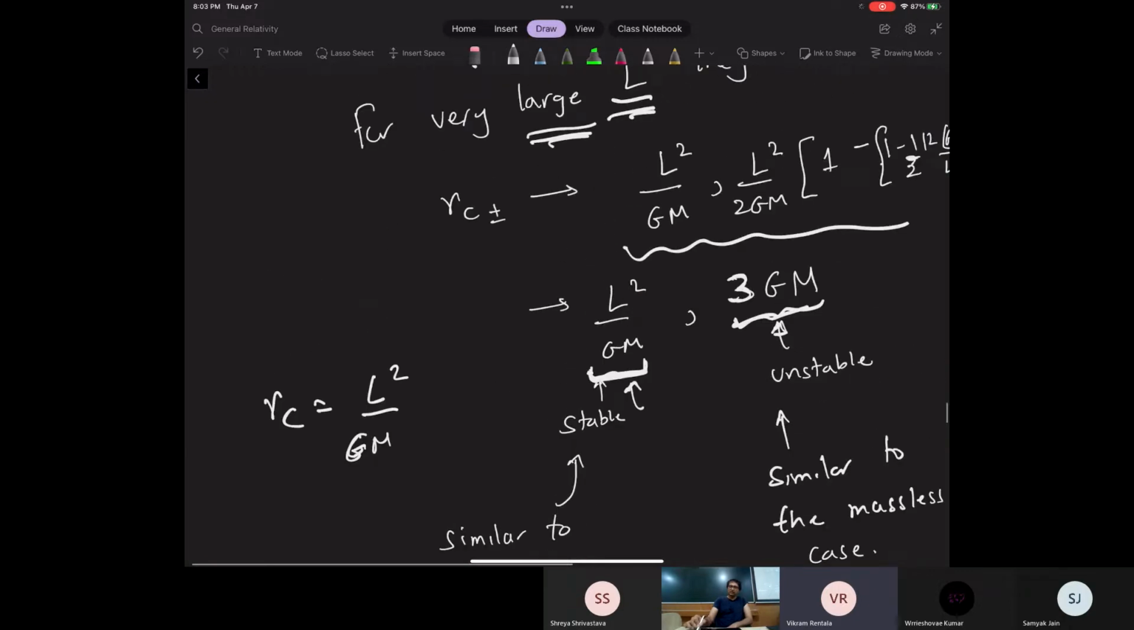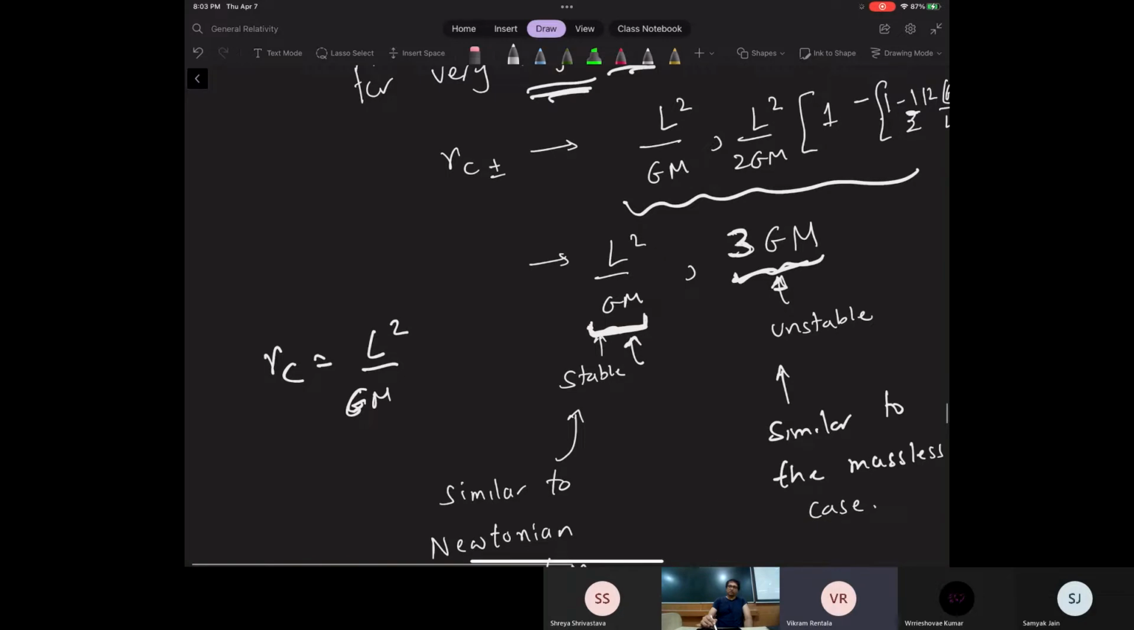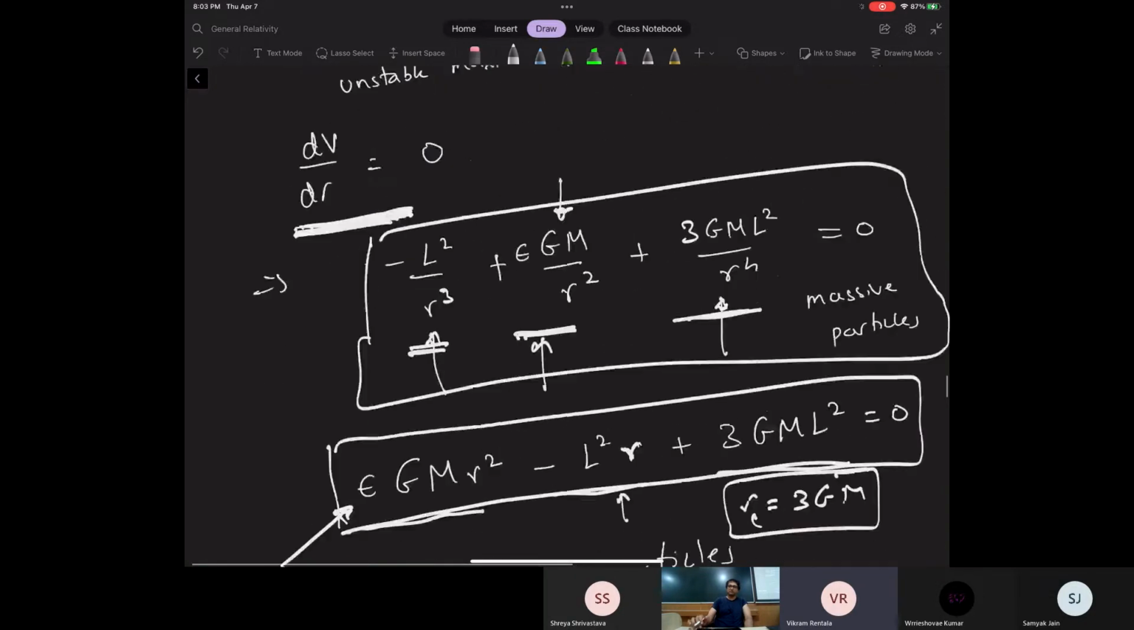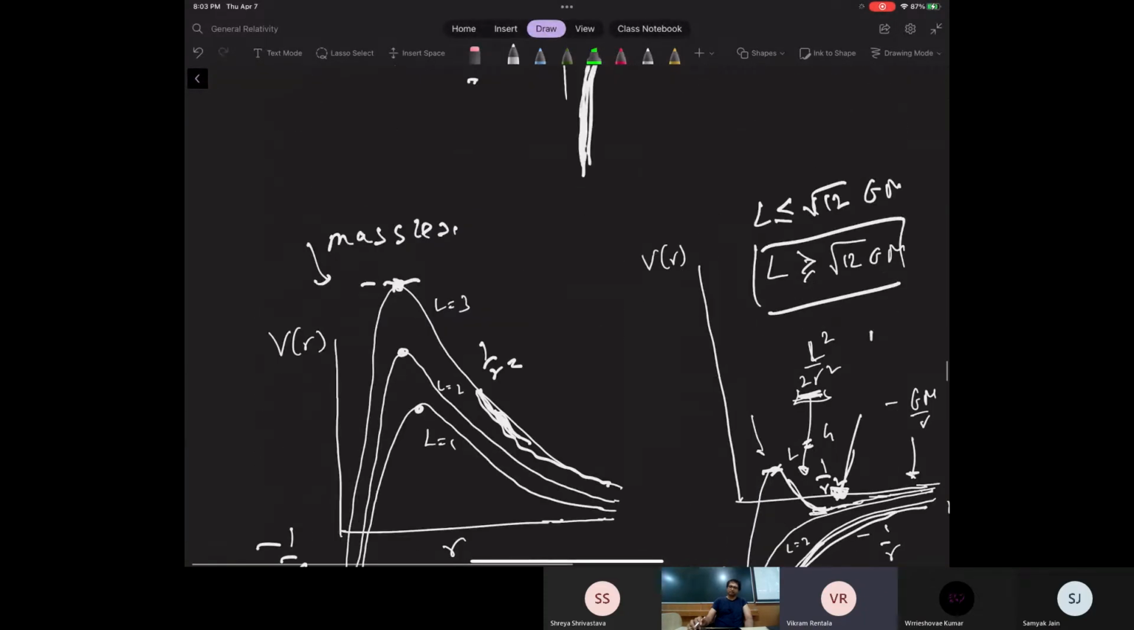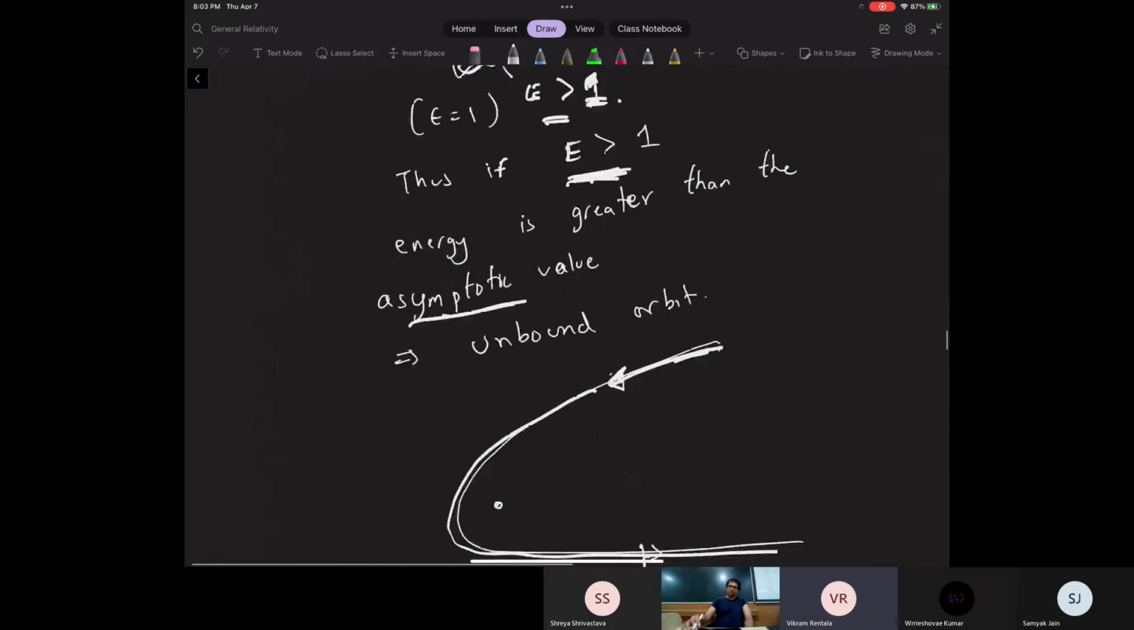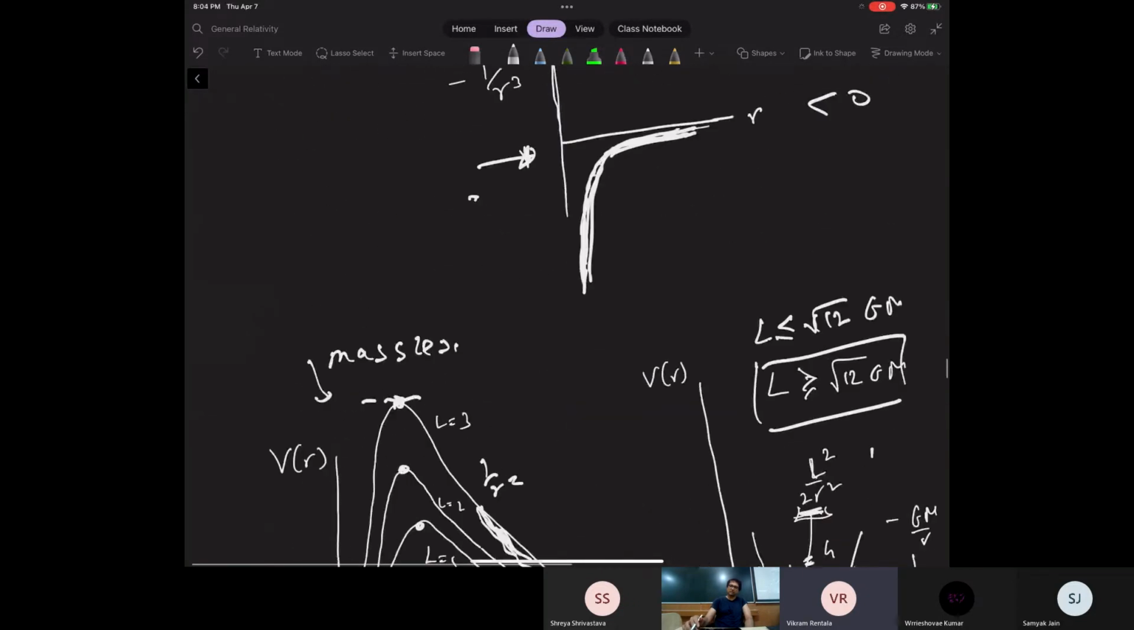But in general, at intermediate values of L, not very large L, so L small enough that you're orbiting relatively close to this object, or this potential, you will have this basin of minima. Okay, you'll have this basin of minima over here.